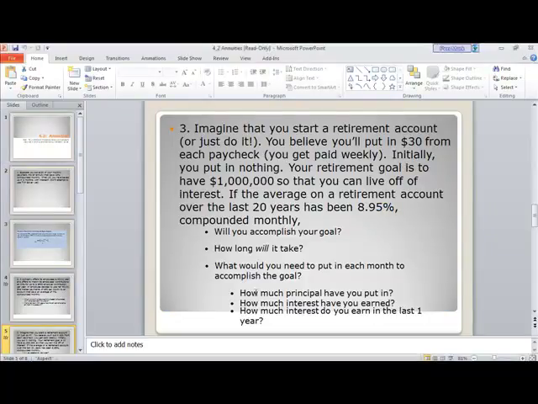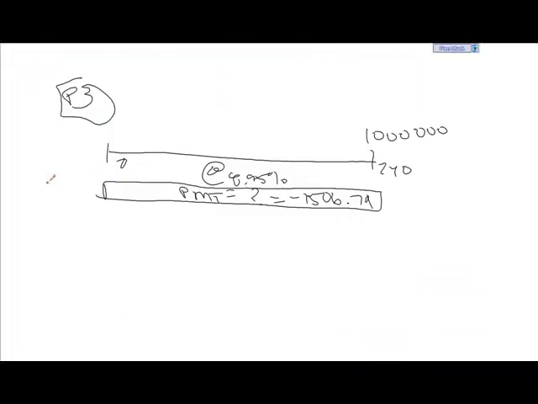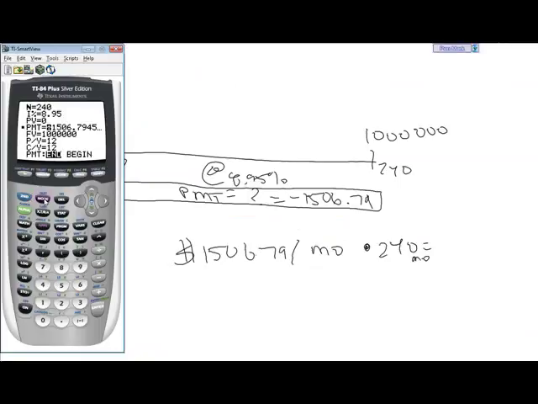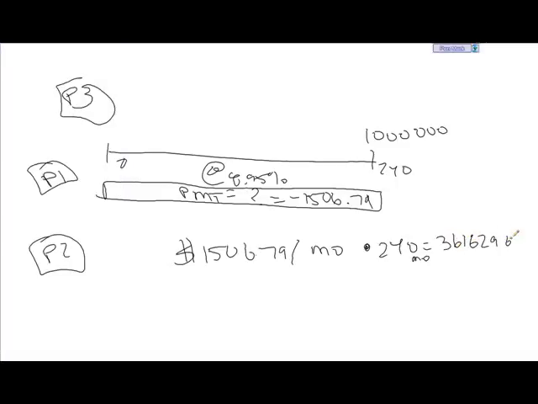Further questions we want to ask is, how much principal have you put in? So this was the part 1 question. Part 2 question, well, you know what? You've put in $1,506.79 per month, and you've done this for 240 months. So that would amount to, this is kind of a by hand or a calculator computation outside of TVM Solver, 1506.79 times 240, and we find out that we get $361,629.60. So that's how much principal was put in by this individual.